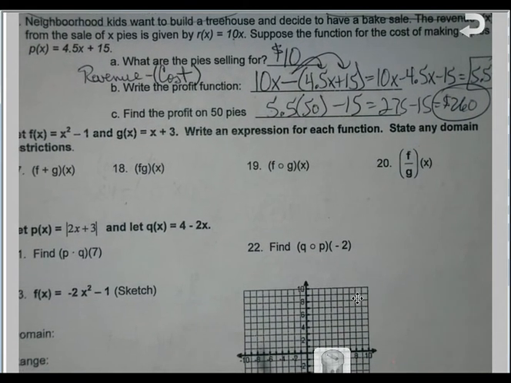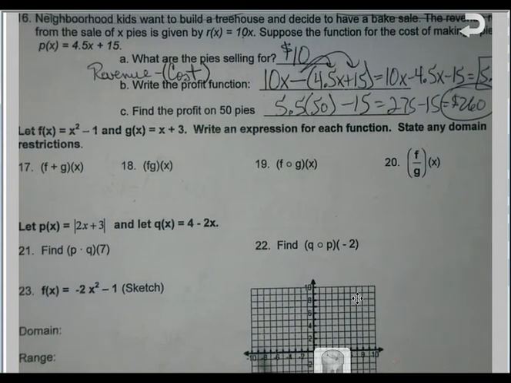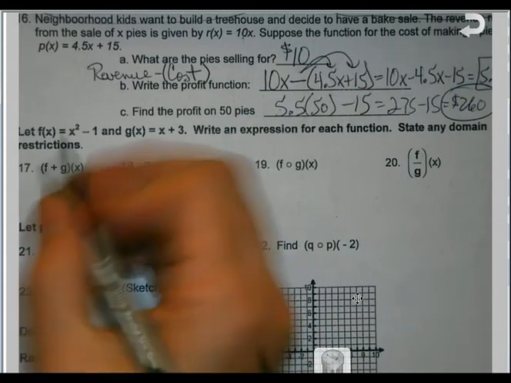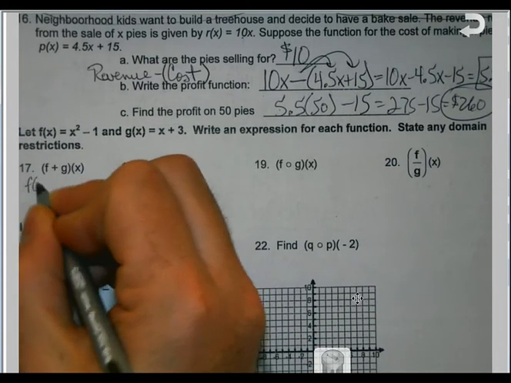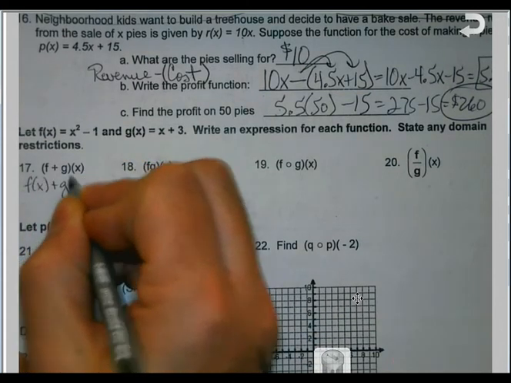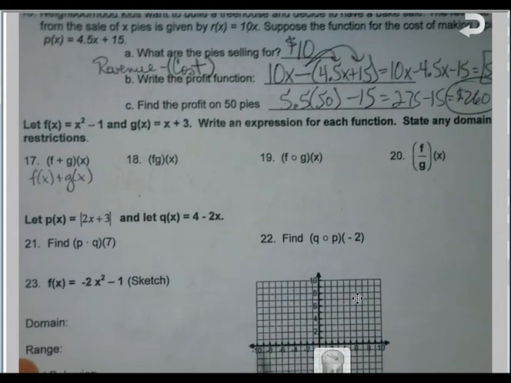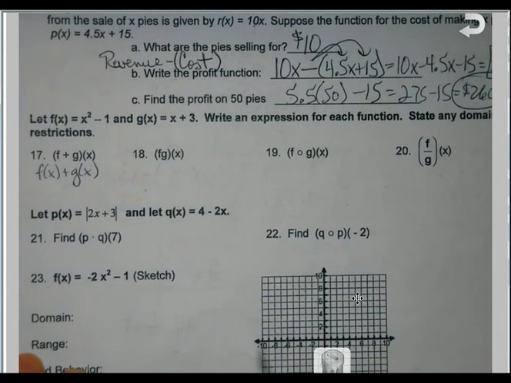Okay, functions. Now this has been a stickler for some of us. We're going to try and clean some things up here. We have an f of x, we have a g of x. Write an expression for each function, state any domain restrictions. Okay. F plus g of x, simply stated, means I'm taking f of x plus g of x. In other words, write those two things down and combine their like terms.